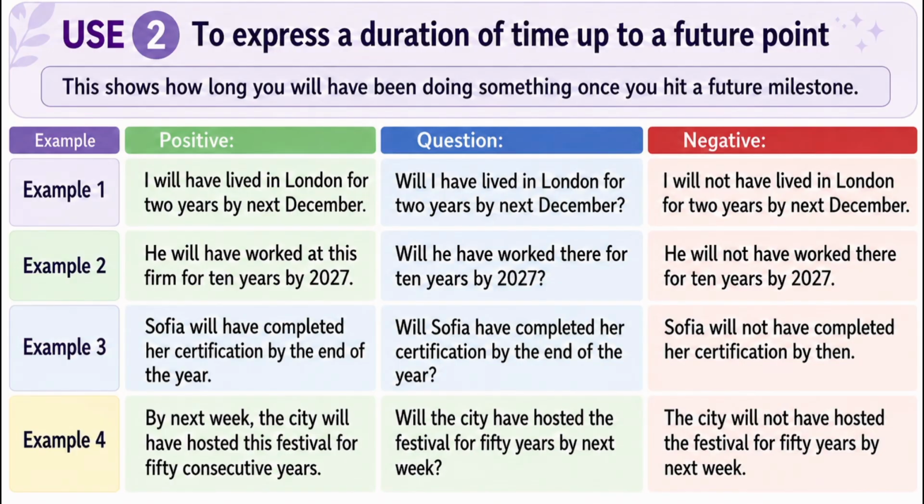Now the fourth example. By next week, the city will have hosted this festival for 50 consecutive years. This means that by next week, the festival will have been held continuously for 50 years. The question is, will the city have hosted the festival for 50 years by next week? The negative sentence is, the city will not have hosted it for 50 years yet.